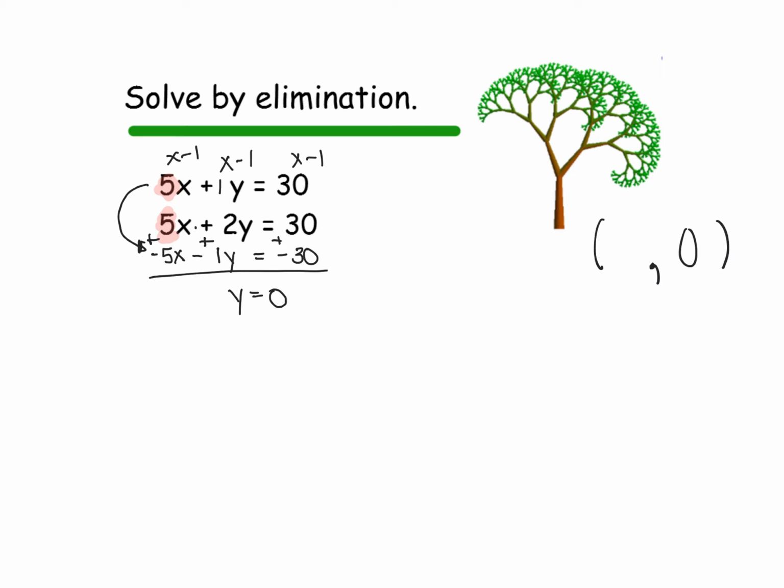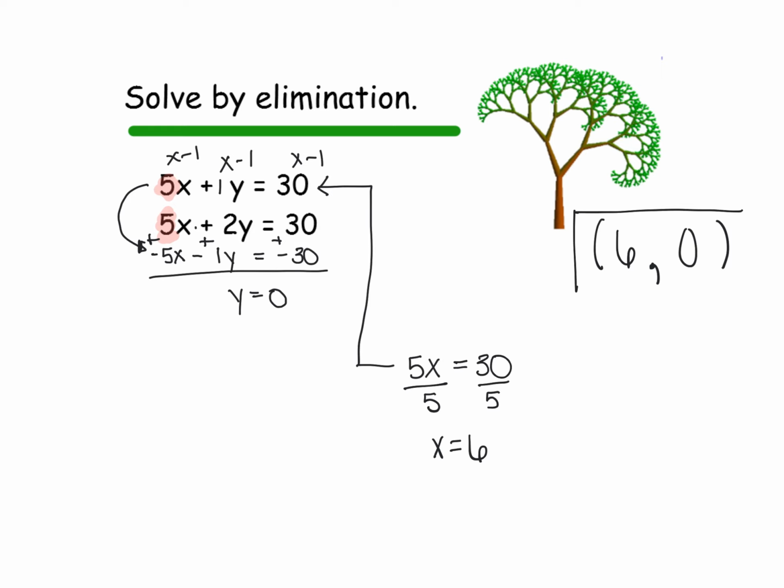To find x, I need to take y and plug it into one of the original equations. So I'm going to use this equation. And so I would have 5x plus 1 times 0, which is just going to be 0. So that's actually just going to disappear. And then I have my equals 30. I divide both sides by 5. I get x equals 6. So the solution to this system of equations is 6, 0.